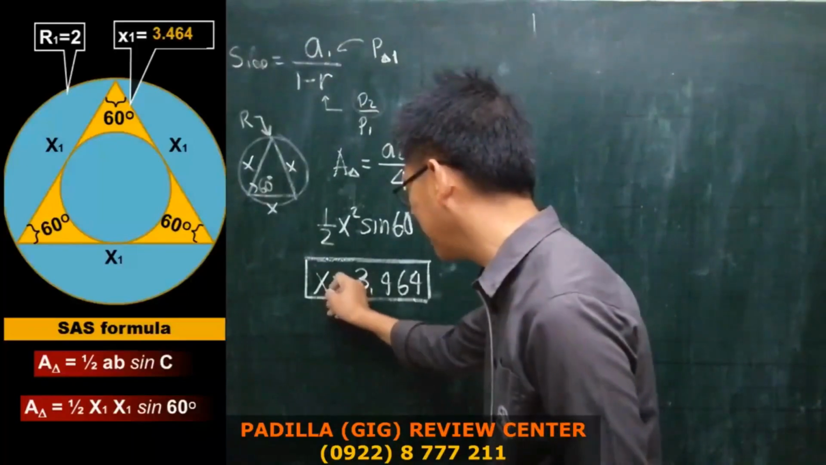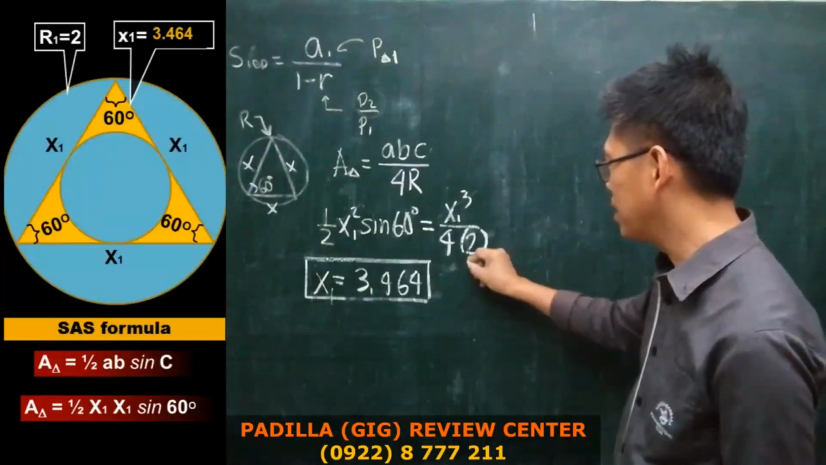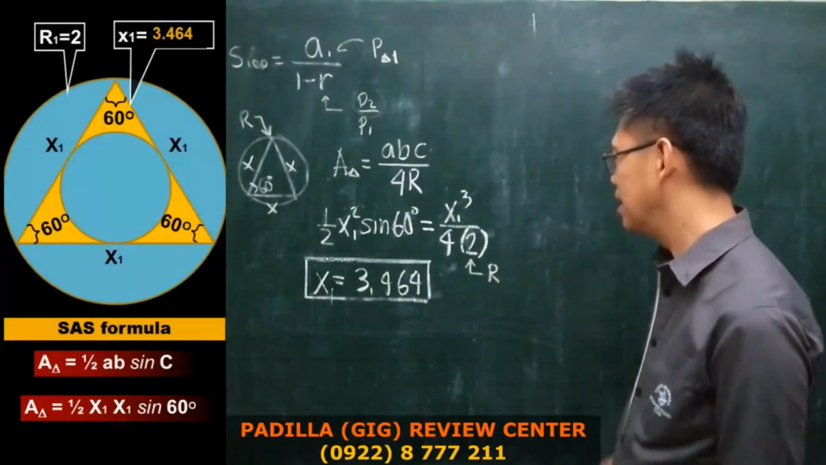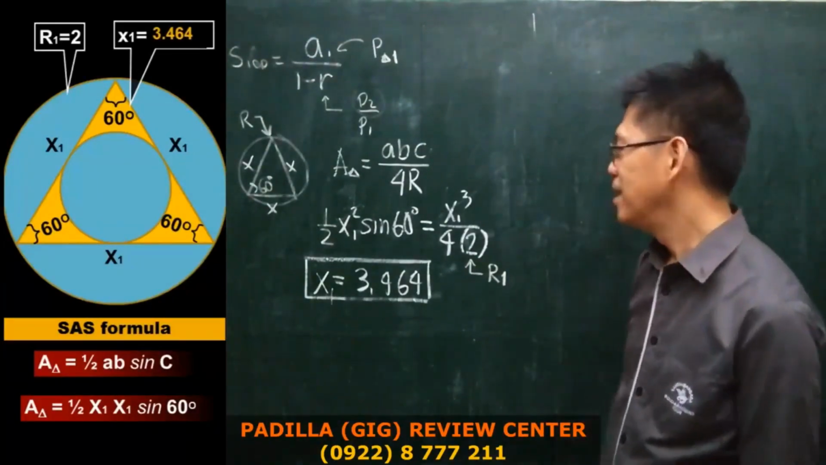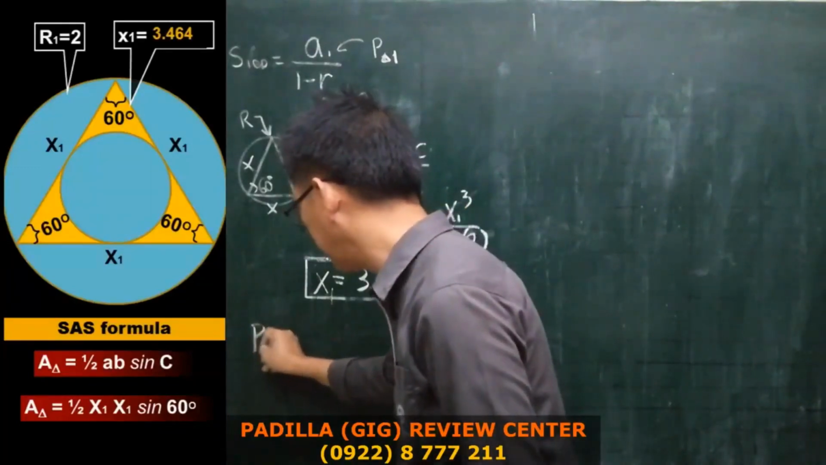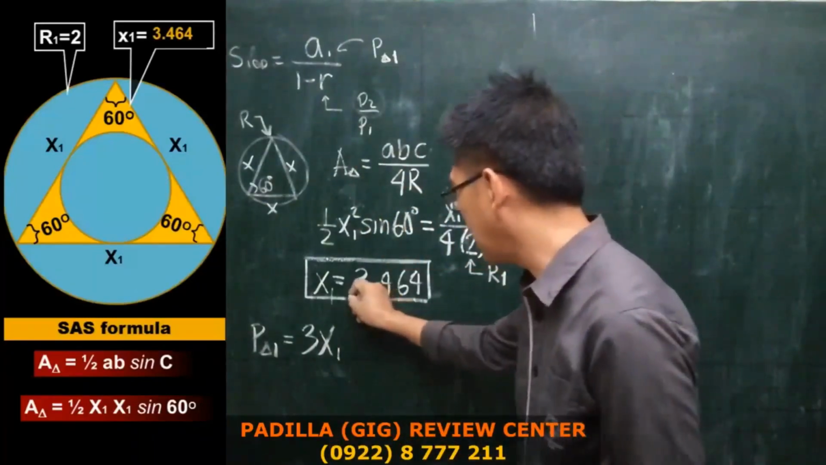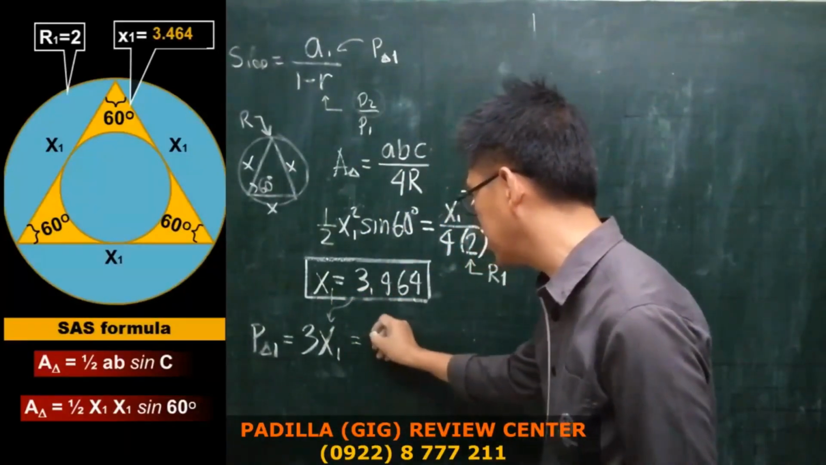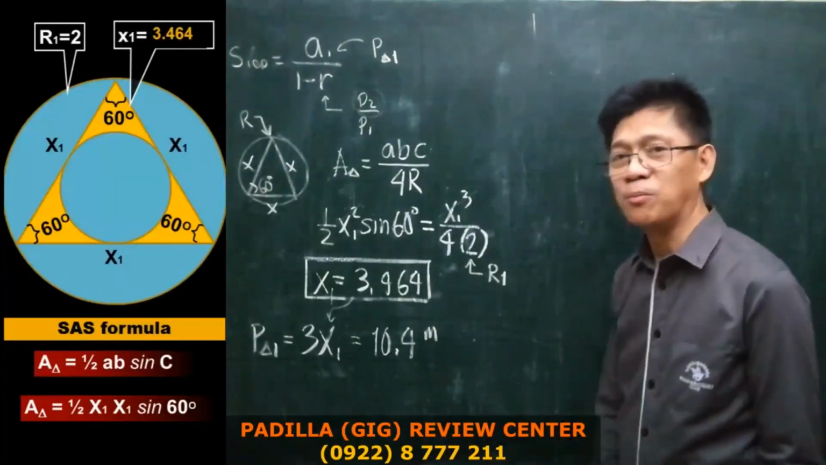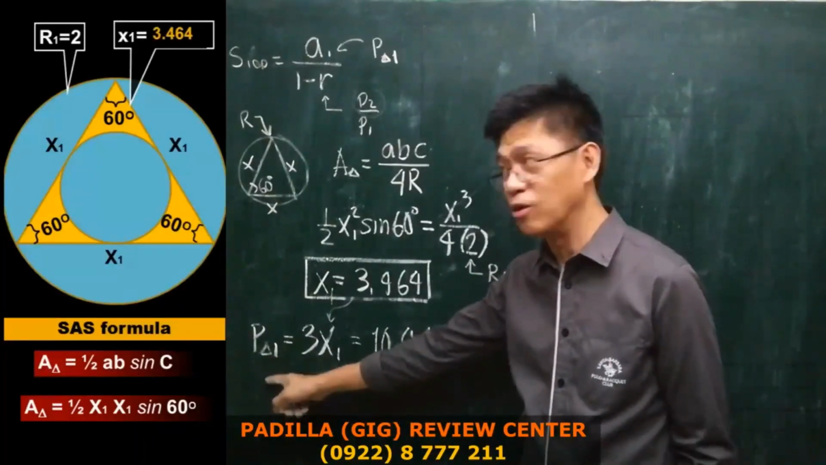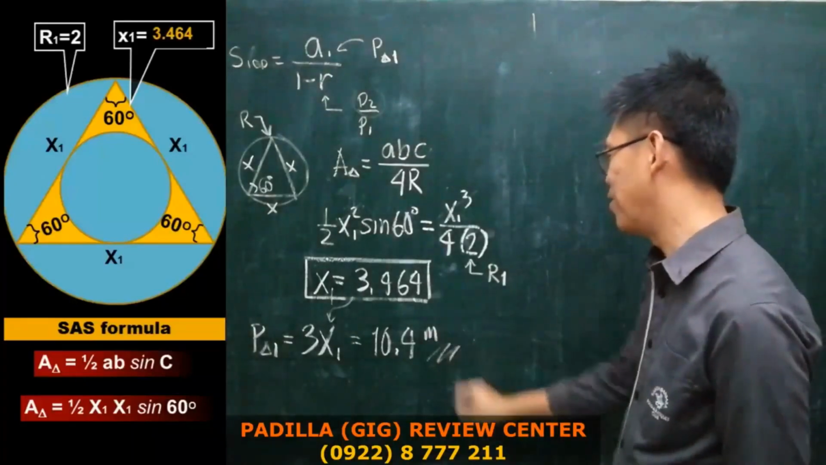So, let's define this as x1, the side of the first triangle. And this one, remember, is the radius, the radius of the first circle, the given circle. Okay? So, solving the perimeter of the first triangle, this is 3x1. 3 times 3.464, you'll get 10.4 meters. So, we now have the perimeter of the first triangle. That is our P1. So, 1 down.